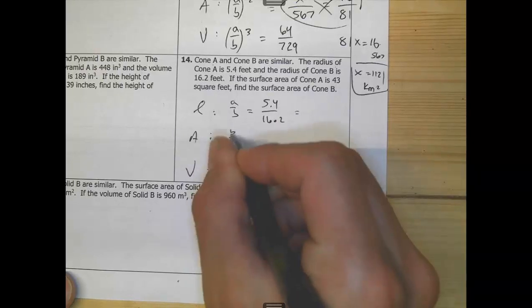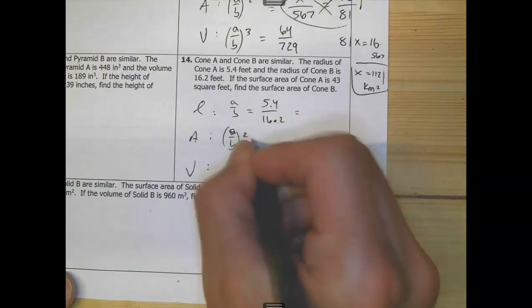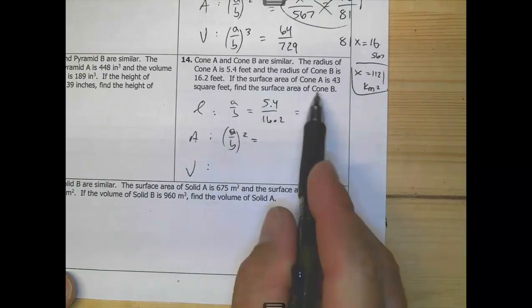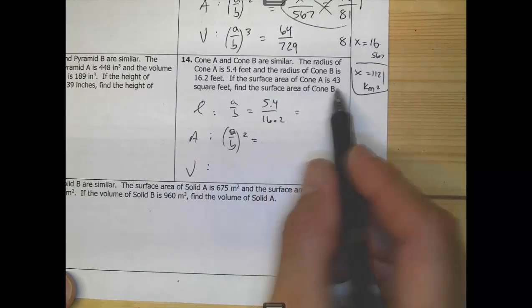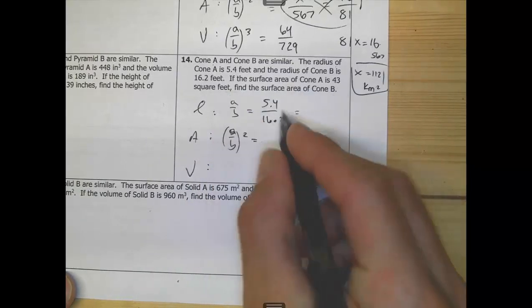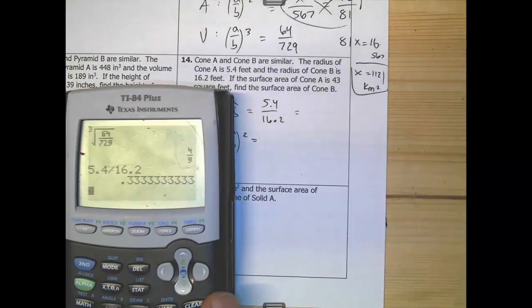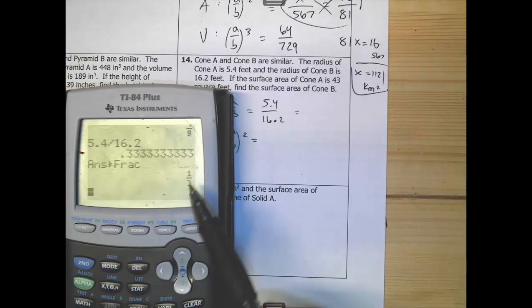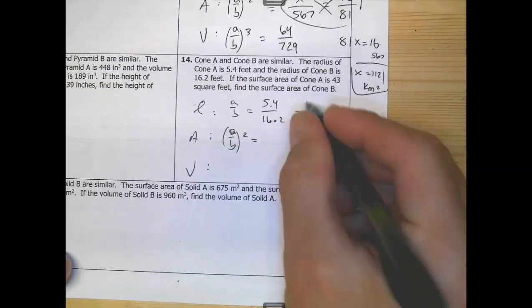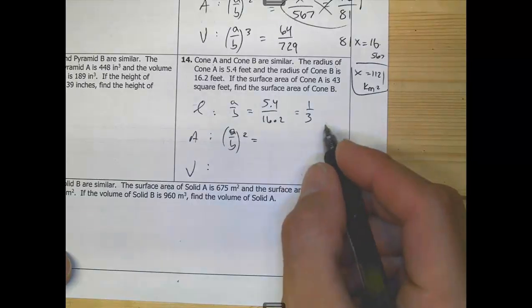Now, A to B squared is what we're talking about with surface area. They told us the surface area of cone A is 43. So first of all, let's get this ratio here, which is 1/3. If you just do the ratio, you get 0.3 repeating, or turn it into a fraction, you get 1/3. All right, so my ratio is 1/3 for my similarity ratio, my ratio of length.